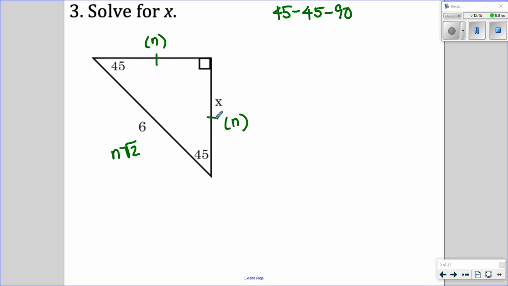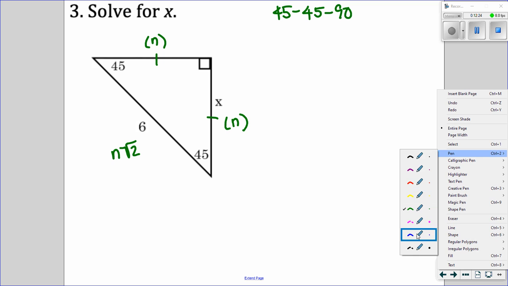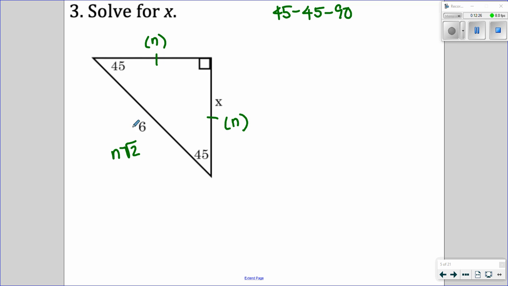All right, so they want us to solve for x. X is one of the legs. We don't know what it is, but we do have the hypotenuse, which is 6. So I'm going to set up an equation so that way I can solve for n. Since the hypotenuse is 6, and based on the ratio of the 45, 45, 90, the hypotenuse is n root 2. That means whatever I get for this has to equal 6. So that means n root 2 equals 6.